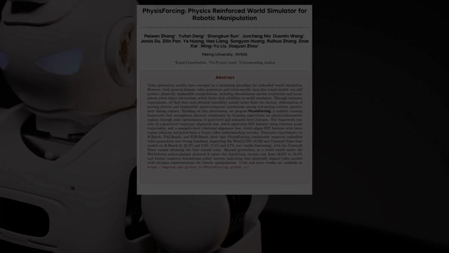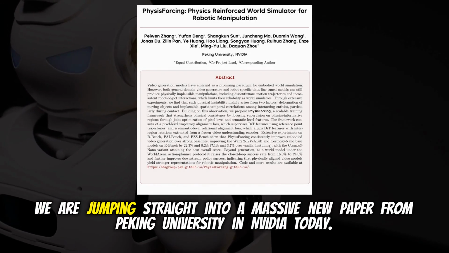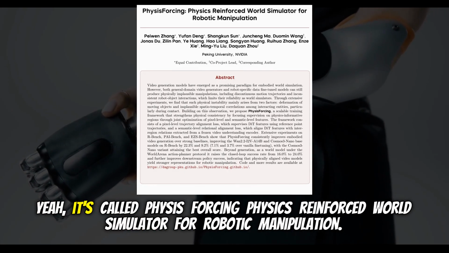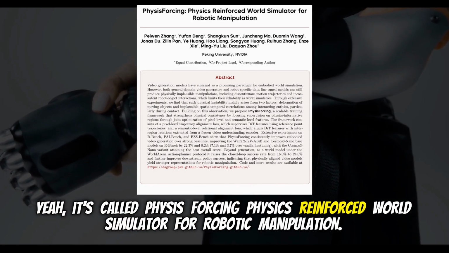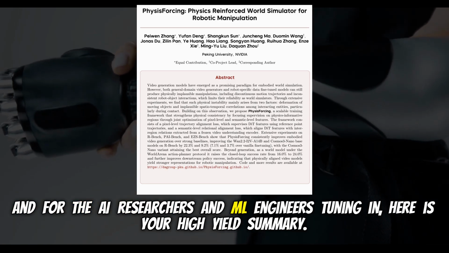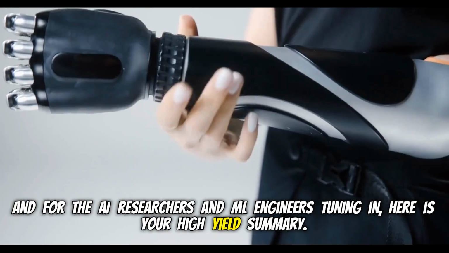It's just a mess. So welcome to AI Paper Slump. We are jumping straight into a massive new paper from Peking University and NVIDIA today. It's called PhysisForcing, Physics-Reinforced World Simulator for Robotic Manipulation. And for the AI researchers and ML engineers tuning in, here is your high-yield summary.